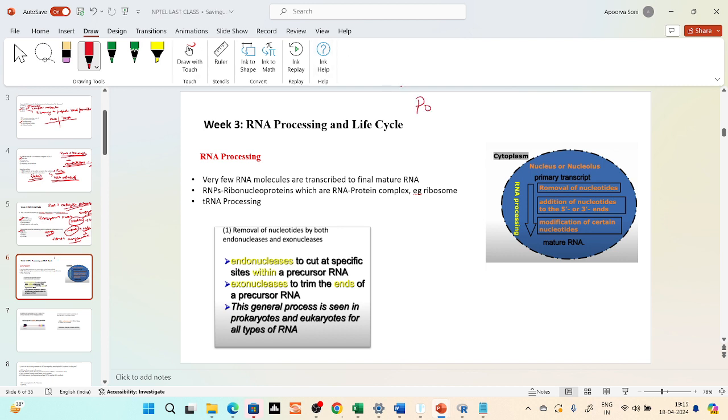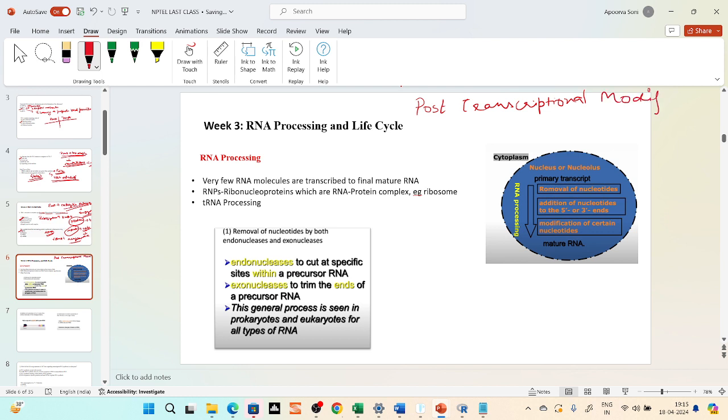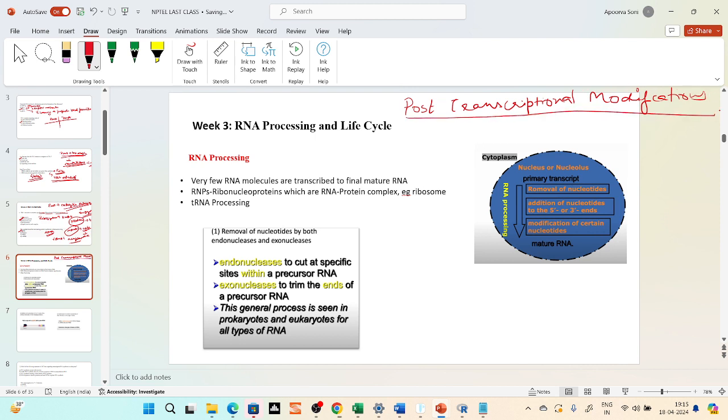So if I talk about post-transcriptional modifications, what does it mean? It means that after transcription, when DNA is converted into RNA, the RNA that is formed is a primary transcript. What is the meaning of a primary transcript? It is in a very naive form. This primary transcript cannot code for protein in itself.